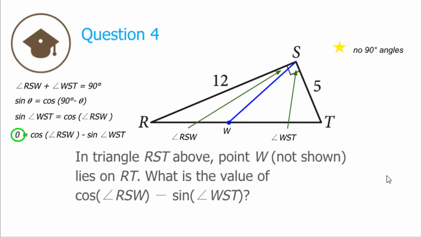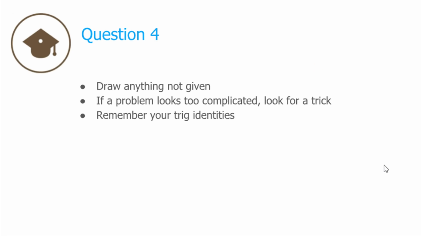Now, this is a particularly complex question because we don't get any answer choices, right? There are no clues here. This is a grid-in. So that makes our lives a little bit more complicated. But what we should notice from this question is that we should draw anything that's not given.